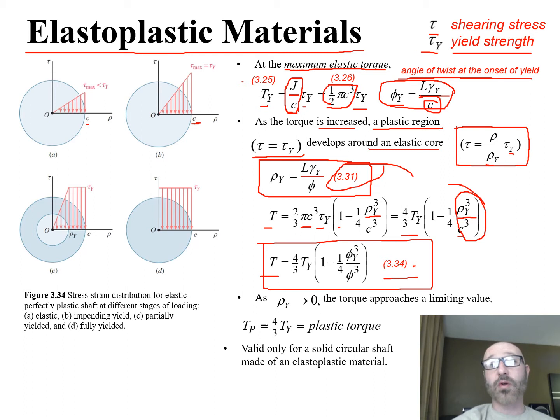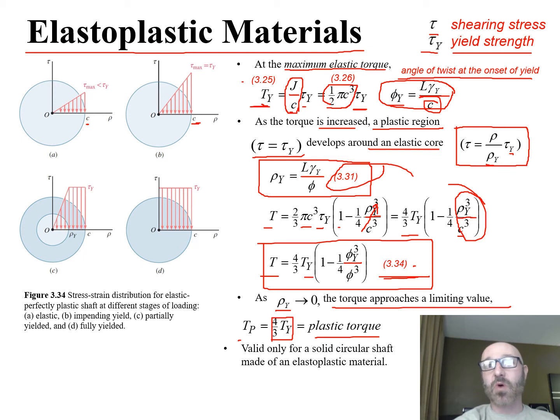So the torque is equal to 4/3 times our T sub y, which we recall from 3.25, times 1 minus 1/4 of phi sub y cubed over phi cubed. Again, this references back to equation 3.34 in our textbook. Now as our rho sub y approaches 0, the torque approaches a limiting value, our T sub p, or plastic torque, equal to 4/3 T sub y. That's because if rho sub y were to approach 0, this term would go to 0, dropping that term right out.